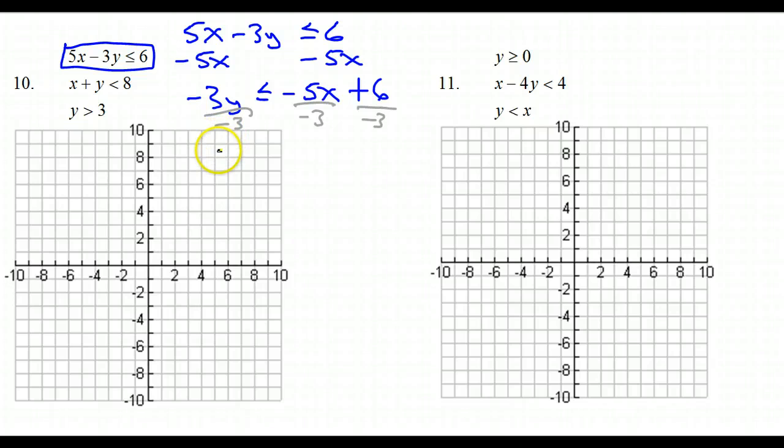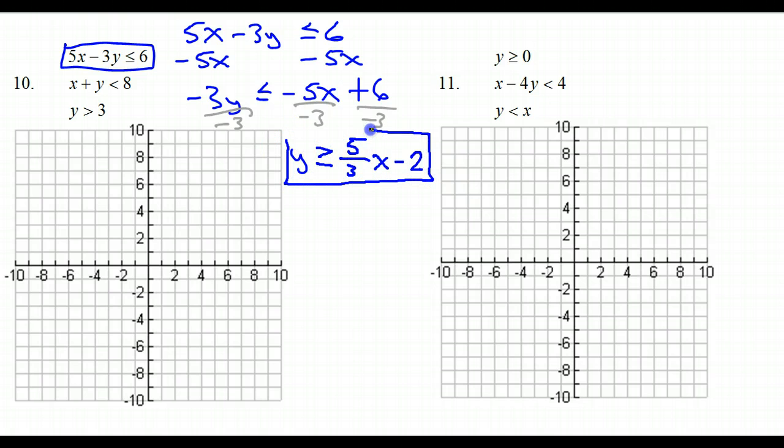Now be careful. We're dividing by a negative number, so whenever you divide by a negative number, you must reverse the direction of the inequality. So it's going from a less than to a greater than. Minus 2. So this is the new inequality that we're going to actually graph. We'll start at negative 2 because that's the y-intercept, and we will go up 5, right 3.